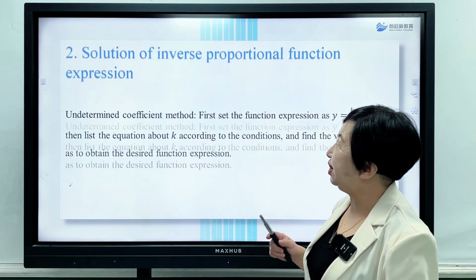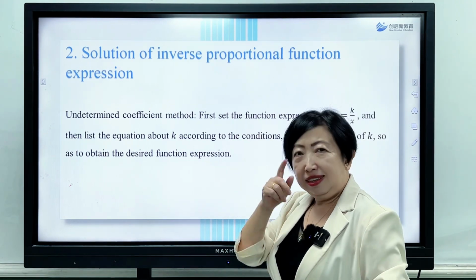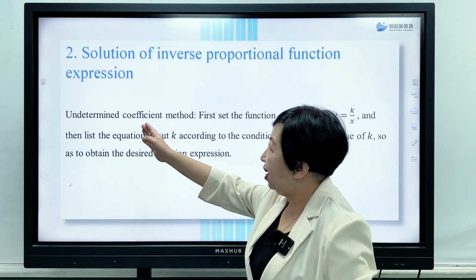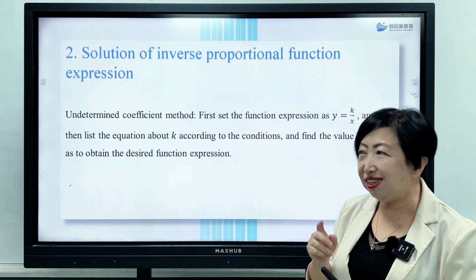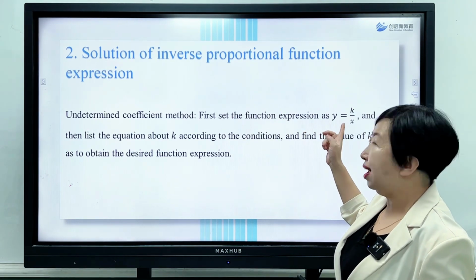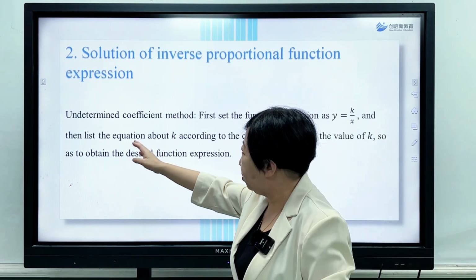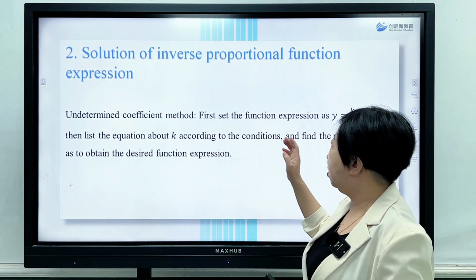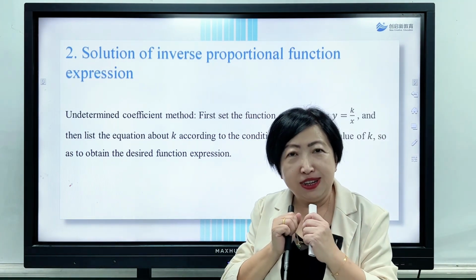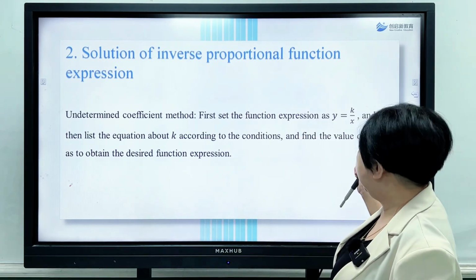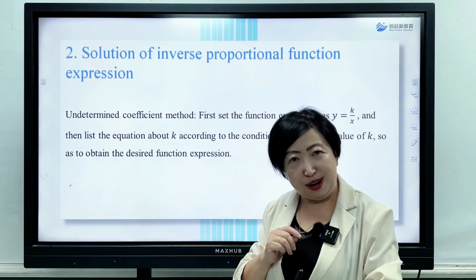Let's learn the solution of the inverse proportional function expression. The method is the indeterminate coefficient method. First, set the function expression as y equals k divided by x, then list the equation about k according to the condition and find the value of k. The important thing is the value of k, so as to obtain the desired function expression.